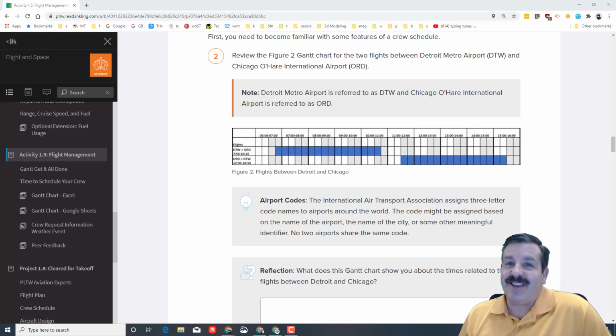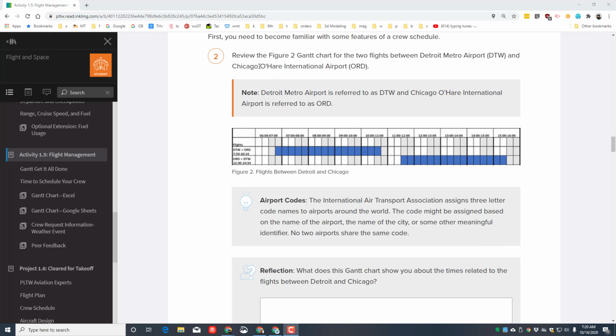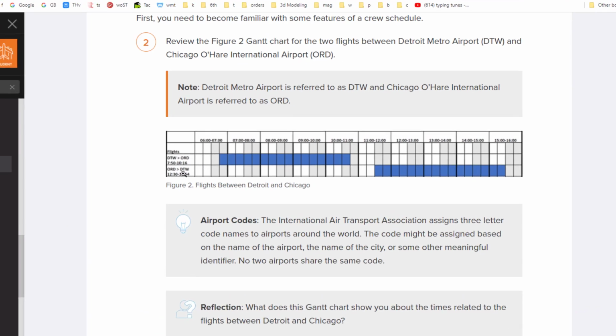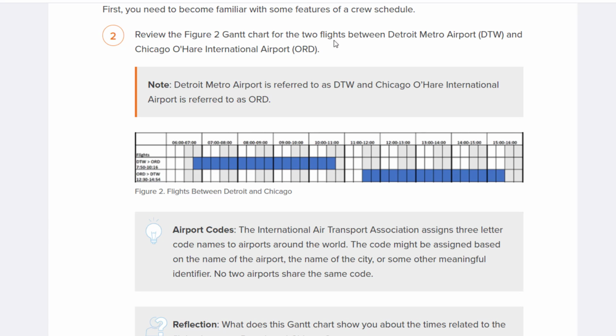So, let's get cracking. All right, so real quickly, we are in 1.5, and this is a Gantt chart. These are flights. They mention that it is from Detroit, DTW, to O'Hare, which is ORD. This blue mark shows when the flight happens. This is 6 a.m., 0600. This is 7 a.m. So it is cut into four chunks. So these are each 15 minutes.